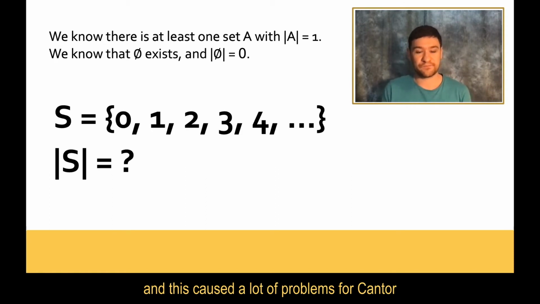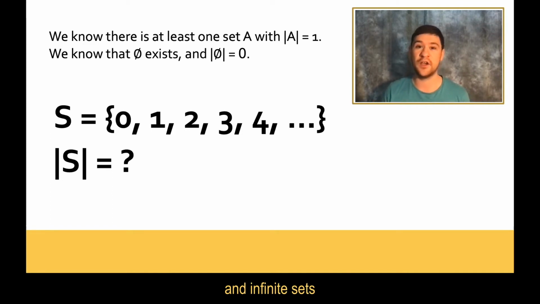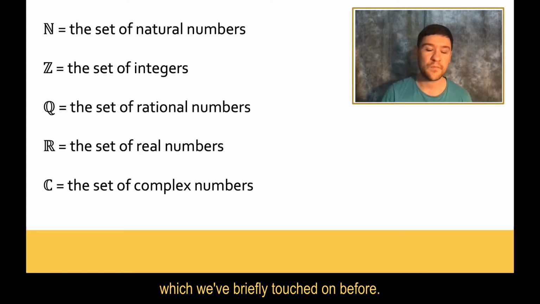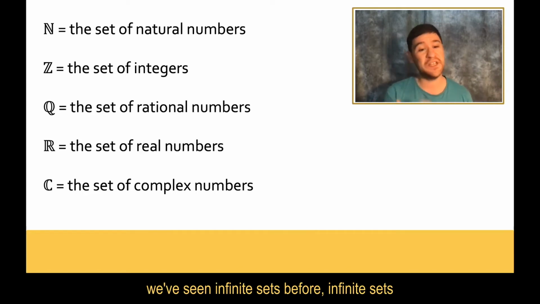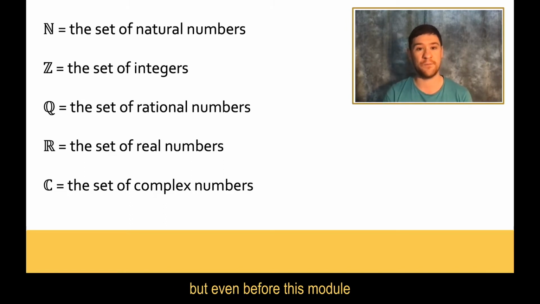And this caused a lot of problems for Cantor. It caused Cantor to start thinking about infinities and infinite sets, which we've briefly touched on before. Before we go into that, we've seen infinite sets before. Infinite sets can exist. We've talked about them before, but even before this module, I'm sure you've seen some before.